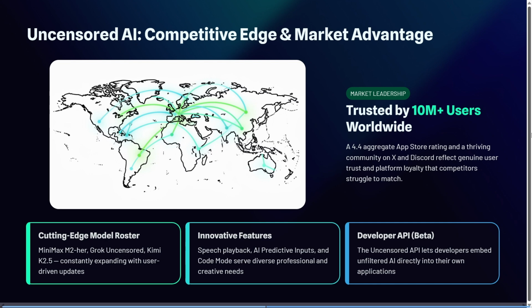Also, they have cutting edge models, so you can access Minimax, Grok, Kimi, and they're constantly expanding with user-driven updates. They have speech playback, AI predictive inputs, and code mode, which serves a more diverse professional and creative need. And then the last thing is the Uncensored API lets developers embed unfiltered AI directly into their own application. Uncensored AI is actually quite wild. If you're looking for something to blow your mind, Uncensored is amazing.